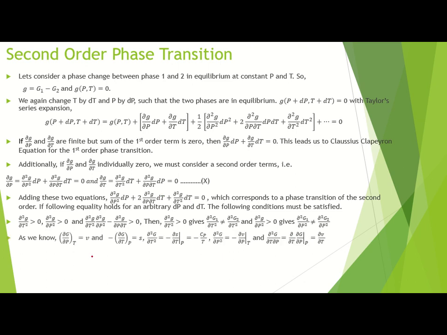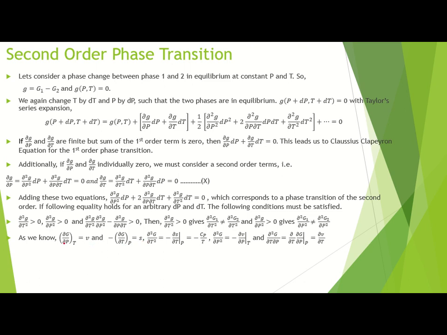So now we have these second order derivatives of g with respect to T and P. Now we can use the definition of specific volume and entropy. If you remember, these were defined in the first order transition case. These are the first order derivatives of Gibbs free energy, therefore this is entropy and this is volume.